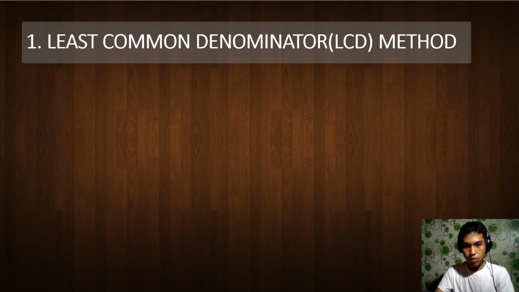Now let's go to the least common denominator method. For the first example, we have 1/2 plus 2/3. In the LCD method, we think of the least number that can be divided by both 2 and 3. What do you think is the number? Can we say 3? 3 is divisible by 3, but 3 is not divisible by 2.